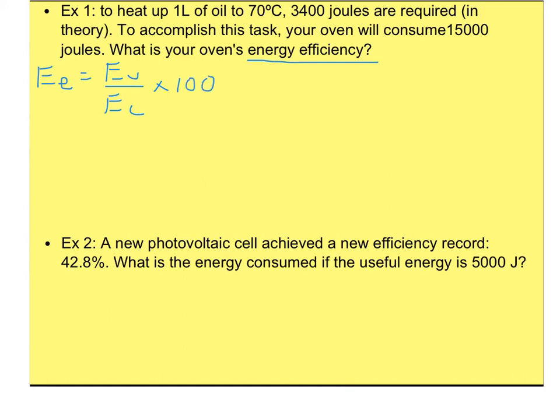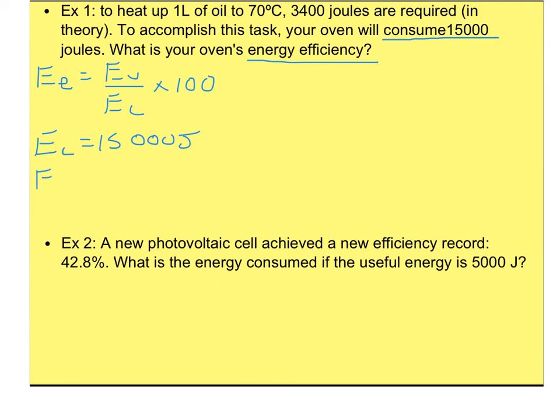In this problem, we have to read between the lines to find the values. First of all, here it says that it will consume 15,000 joules. So that's the value for EC. Consumed energy is 15,000 joules. And that's electrical energy. An oven runs on electrical energy.